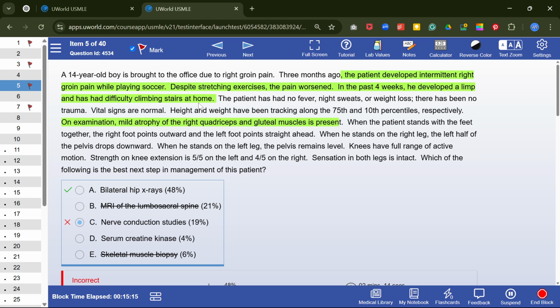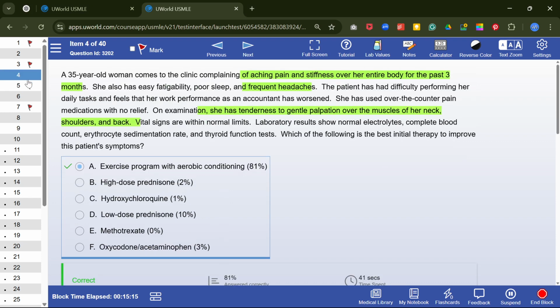What is BMI? So, what is your diagnosis? Anorexia. Yes.